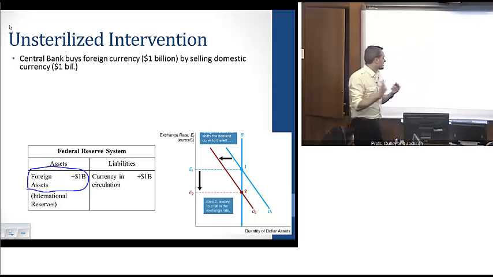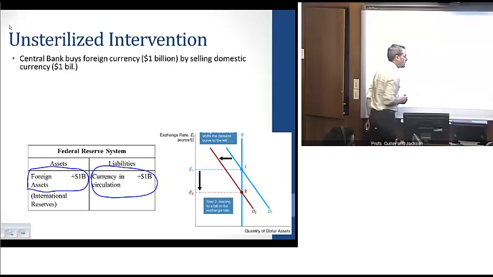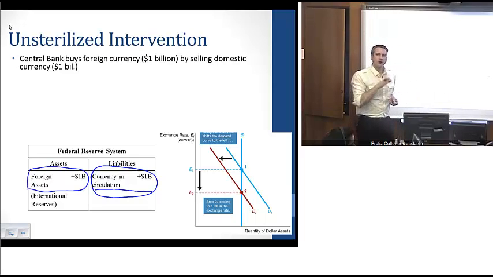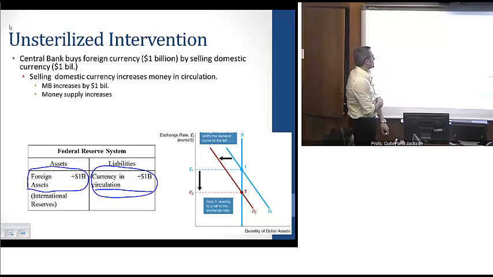How does it achieve that? Well, it prints up $1 billion in currency and uses that to buy those international reserves. So the amount of liabilities that it's created increases by $1 billion when it introduces that new money into the system. And if we think about the process, again, it's exactly like the example that we just looked at.